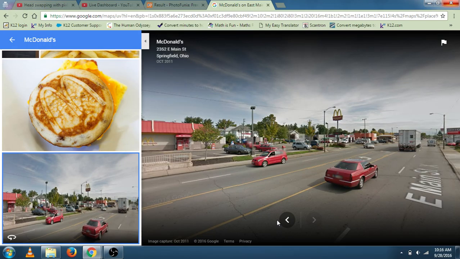What is the sequel to Justice League? The sequel of Justice League was Justice League, Part 2. What is the sequel to Justice League, Part 2? There's no sequel to Justice League Part 2. Captain America the First Avenger sequel. The sequel was Captain America the Winter Soldier. Captain America the Winter Soldier sequel. The sequel was Captain America, Civil War. Captain America, Civil War sequel.